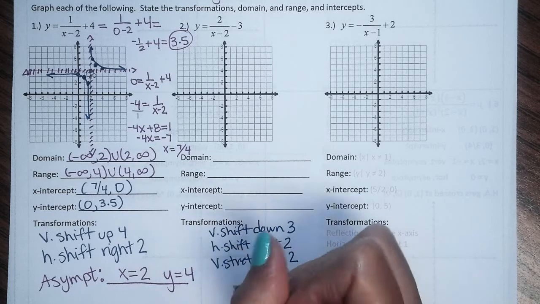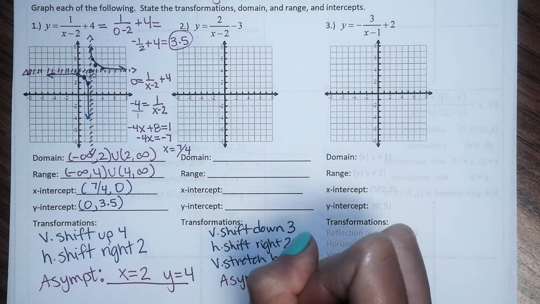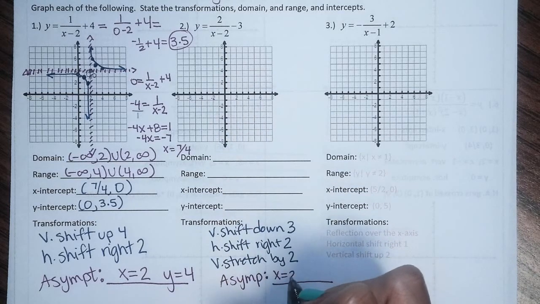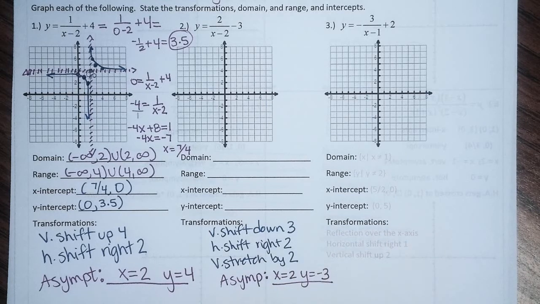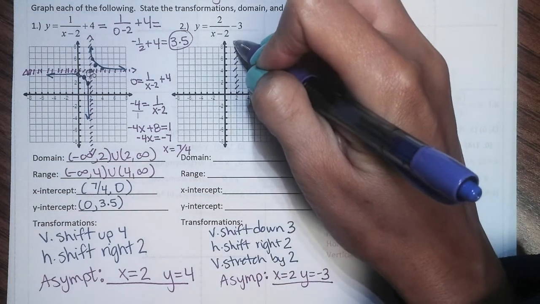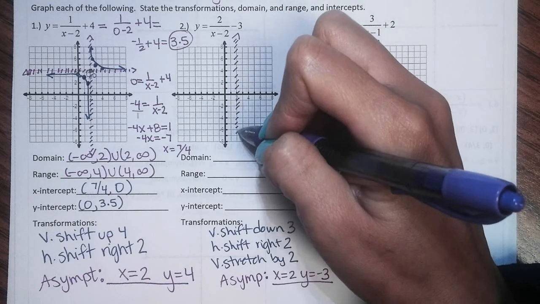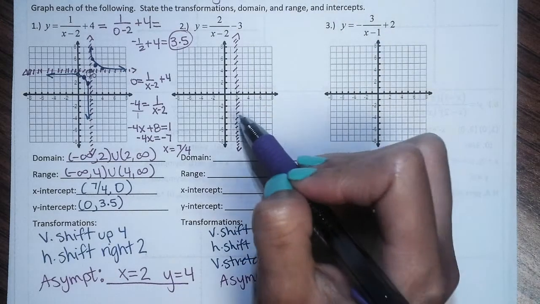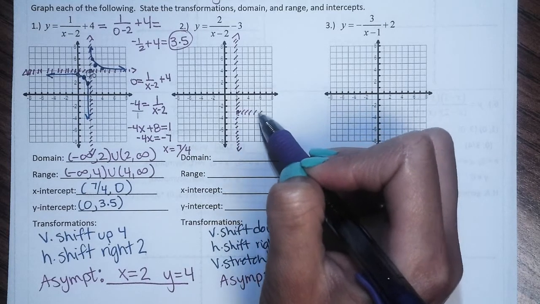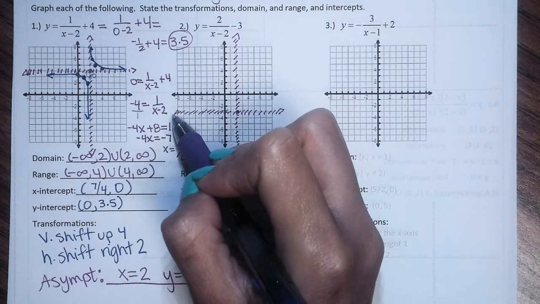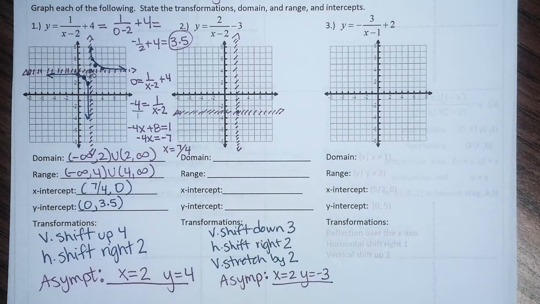Now that I found the transformations, it helps to do the asymptotes. The asymptotes for number 2 would be x equals 2 again, and y equals negative 3. So I would start graphing the function by graphing the asymptotes. x equals 2 is the asymptote, so that means your domain restriction is going to be that x can't equal 2. y equals negative 3 down here, so for your range, it's going to be all real numbers except for negative 3. And you can write that in interval or set notation.